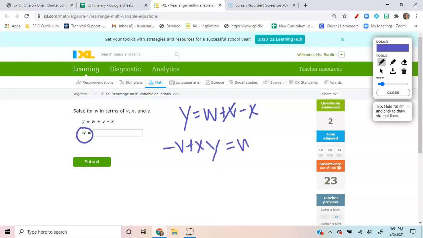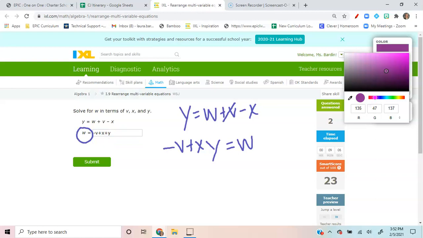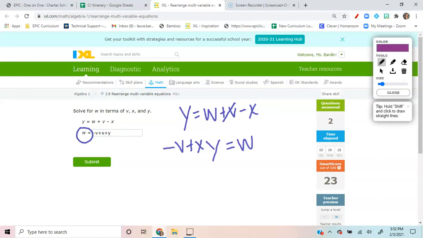So now we have w by itself on one side of the equal sign, and I can just go ahead and write in my answer. So it's going to be a negative v plus an x plus a y. It looks like I forgot a plus sign there. Plus a y, because this y right here, let me make sure you see it, is a positive y. And this is a positive y. So negative v plus x plus y equals w.